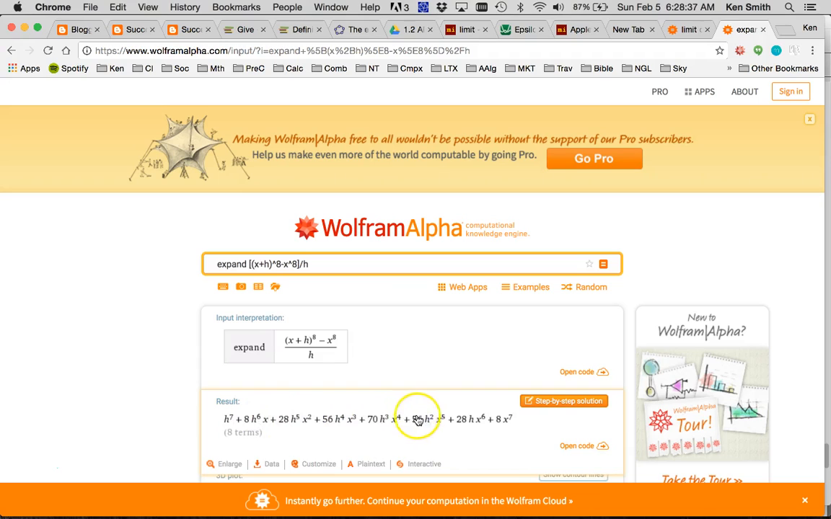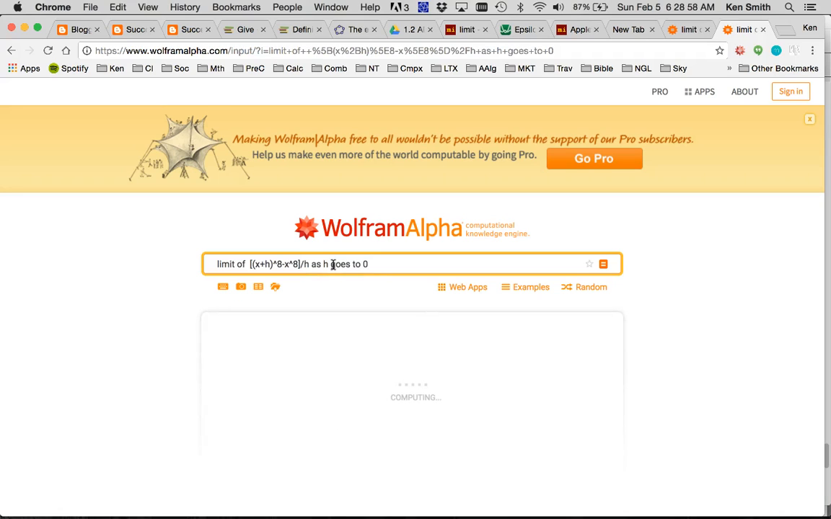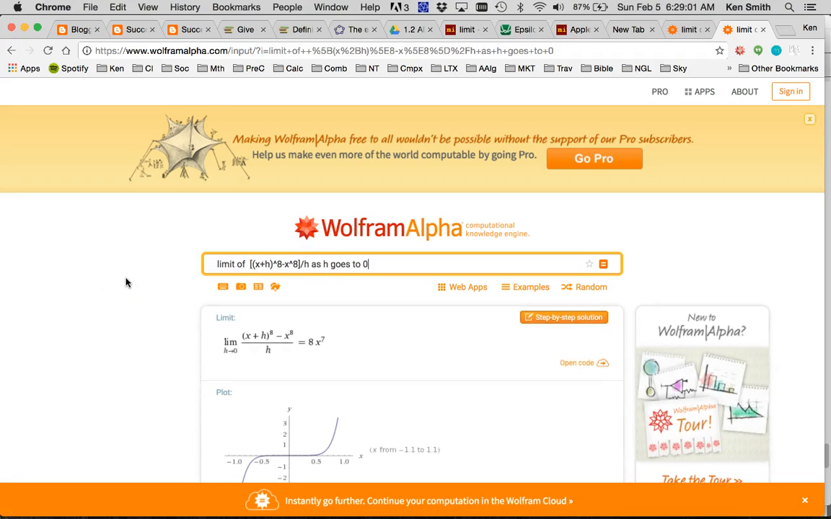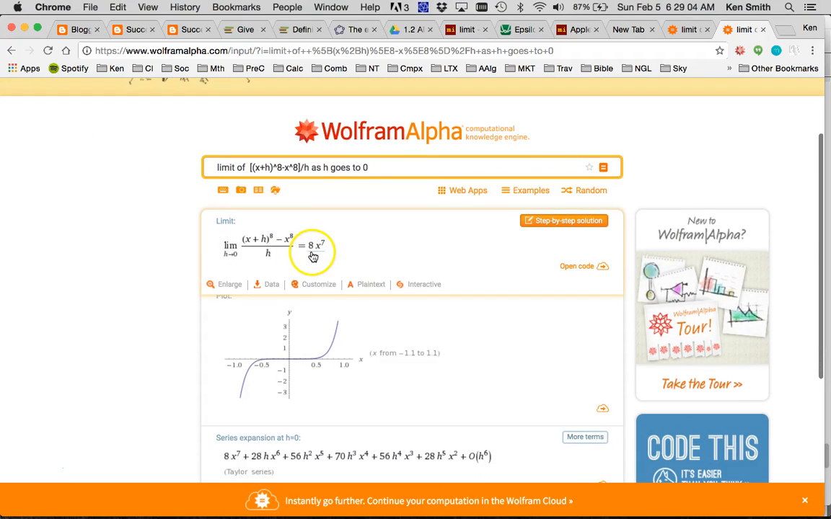All of these terms have an h in them except this last term here. And so 8x to the 7th must be the derivative of x to the 8th. Let's go ahead and get WolframAlpha to tell me that limit of this as h goes to 0. And WolframAlpha is going to tell me that the answer is 8x to the 7th. So I've worked out by the formal definition of the derivative the fact that, and an explanation for why, the derivative of x to the 8th is 8x to the 7th.